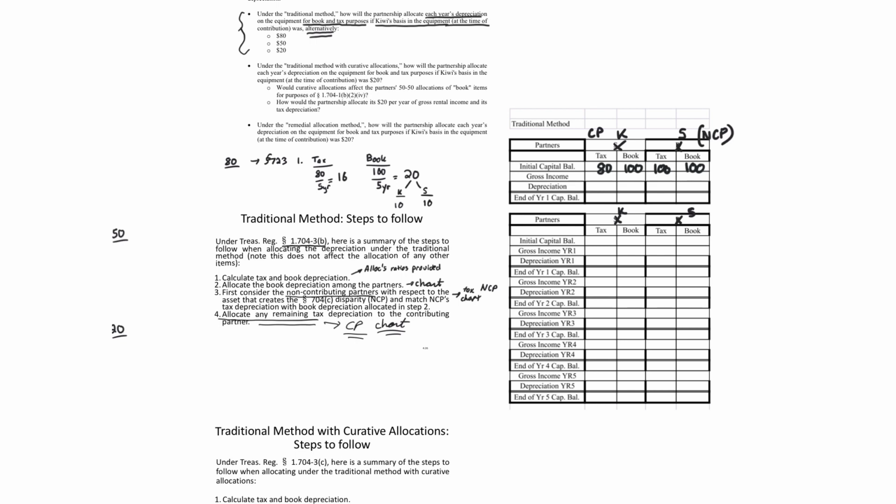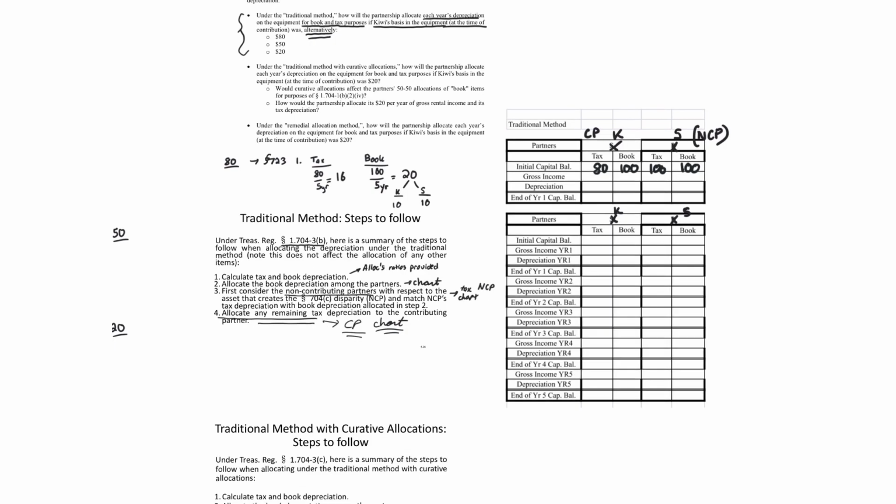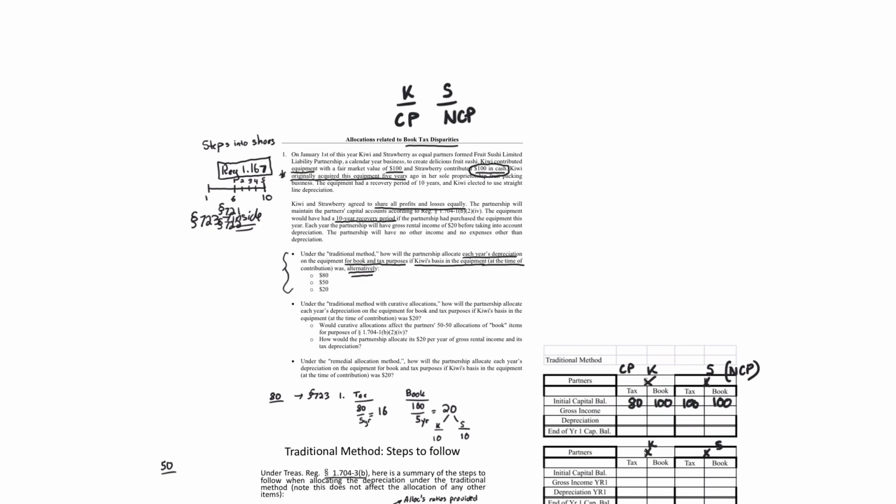For this problem, gross income, you would allocate out that $20 of rental income between them. I'm going to show you what you would do, right? We're told in the problem that they have $20 of gross rental income before taking into account the depreciation. So that would be shared 10 and 10. That's going to be important for the traditional method of curative allocations. We're going to put that in. So gross income is allocated 10 and 10, right? Because it's split 50-50.